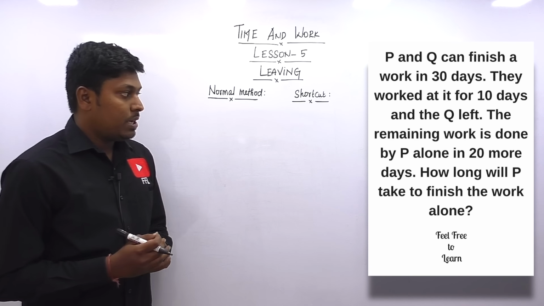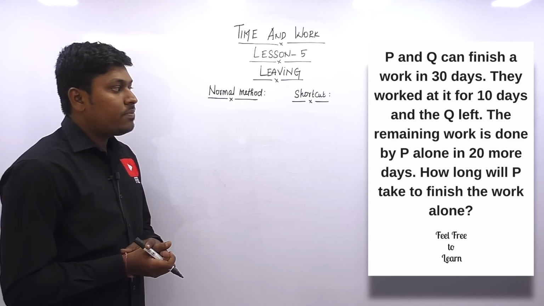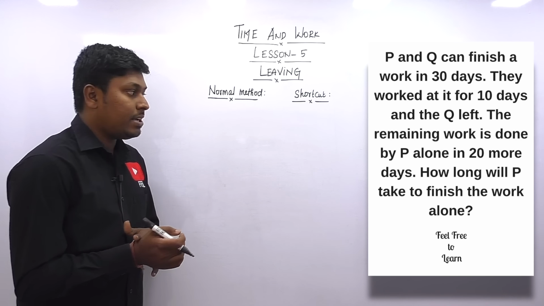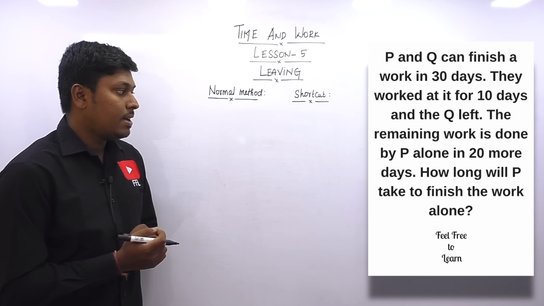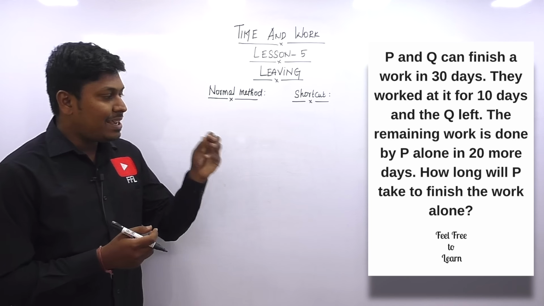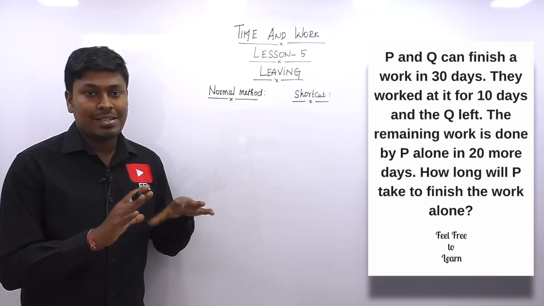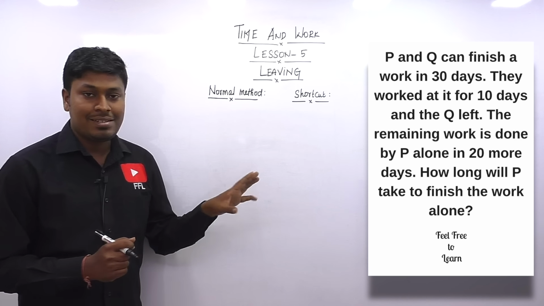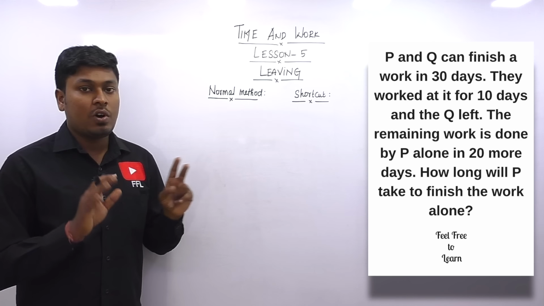Question number 2. P and Q can finish a work in 30 days. They work for 10 days and Q left. The remaining work is done by P alone in 20 more days. How long will P take to finish the work alone? So friends, the same concept question, let me solve another question so that you can understand this concept clearly, right? So what the question says, there are two persons P and Q. Both of them can complete a piece of job in 30 days.